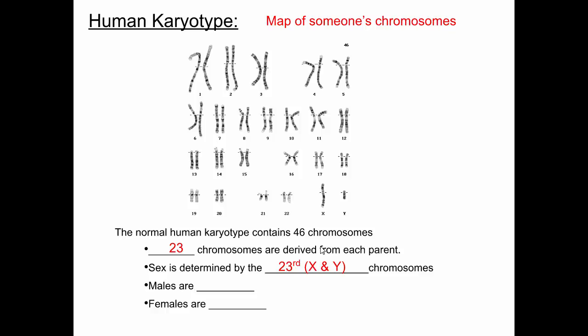Do you know what 2 sex chromosomes males have? X and Y. An X and a Y are the sex chromosomes that result in a male embryo. Two X chromosomes results in a female embryo. Okay? So those are the sex chromosomes.